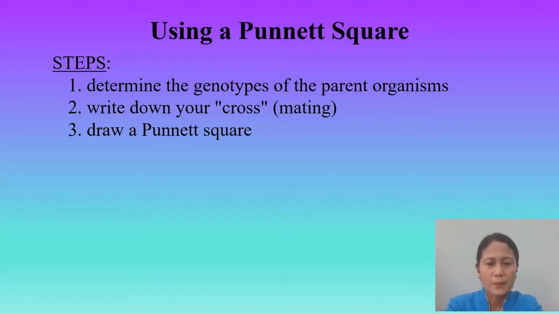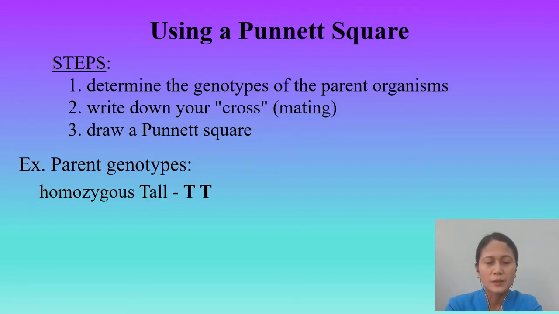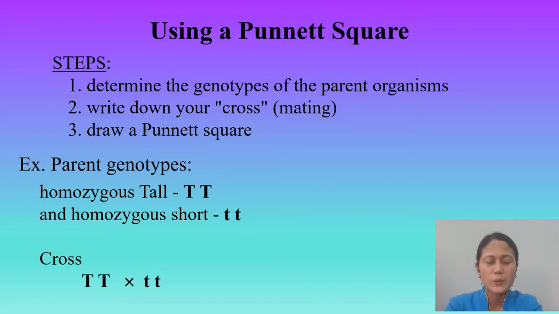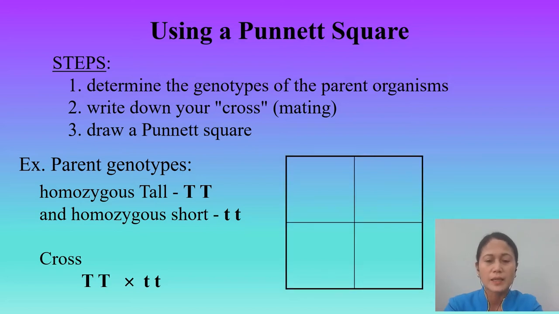So for example, here, you determine first the genotype. So for example, you have a homozygous tall and a homozygous short. And you want to do a cross between these two. So you will have to draw a Punnett square that looks like this.